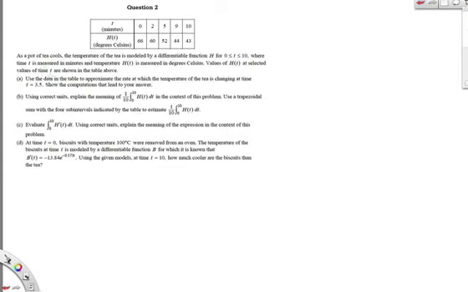Okay, so use the data in the table to approximate the rate at which the tea is changing at time 3.5. So the rate of change is the slope at a point, but we don't have an equation, we just have data, so we're going to approximate. 3.5 is halfway between 2 and 5.